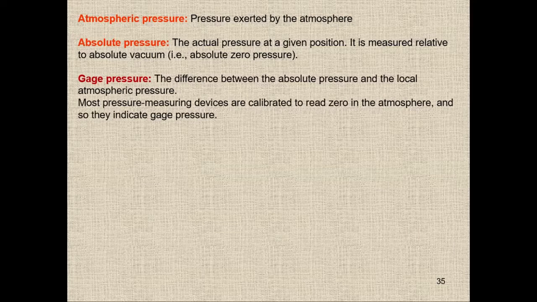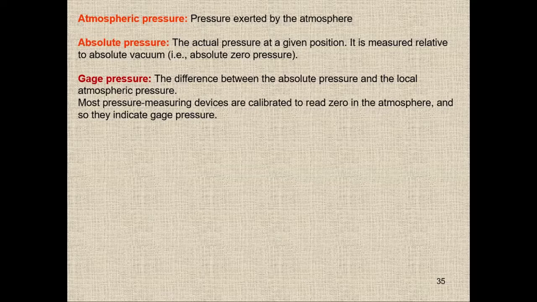And we have one more pressure which is called gauge pressure. Sometimes we have a pressure which is above the atmospheric pressure, so the extra pressure will be called the gauge pressure. In any case, if there is a pressure which is above the atmospheric pressure, it is called gauge pressure. And the total pressure or the absolute pressure will be the atmospheric pressure plus gauge pressure, because the absolute pressure is the actual pressure at a given position.